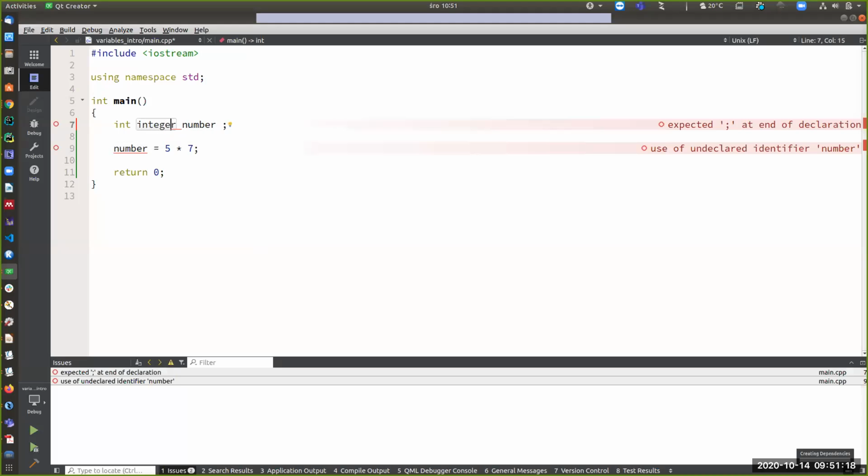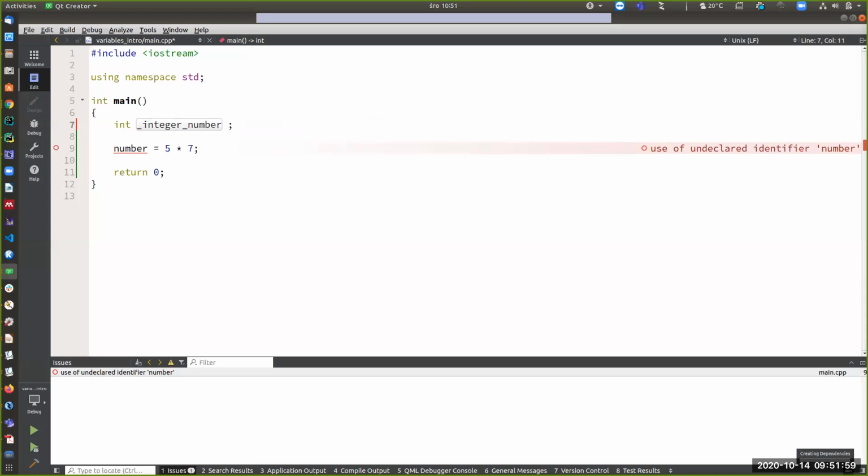So I can't create a variable like this. I can of course use an underscore here. You can also use capital letters here. The variable name, as far as I remember, can't start with a digit. So the first character has to be a letter or, you know, an underscore.